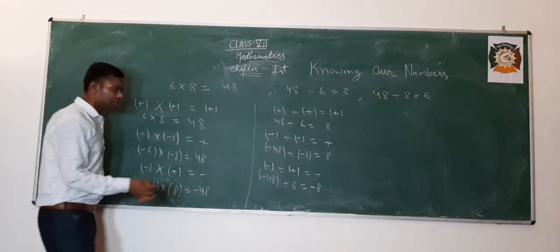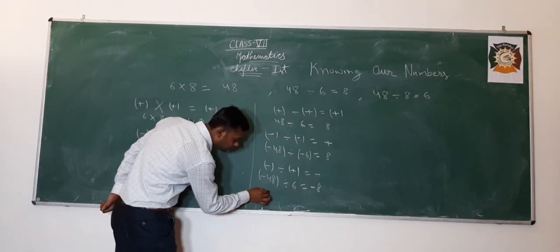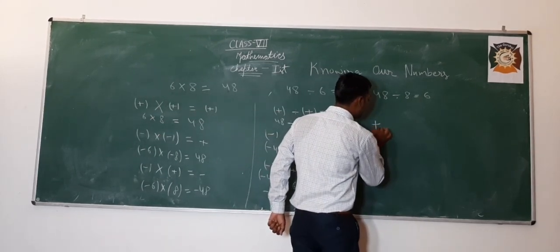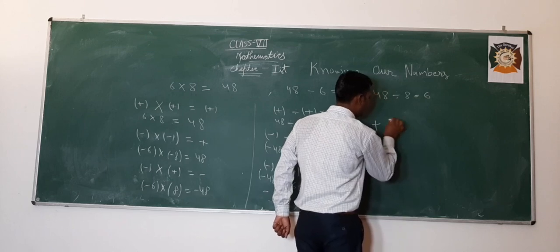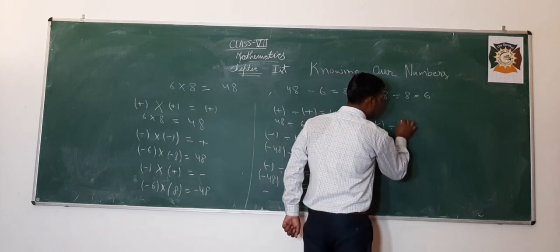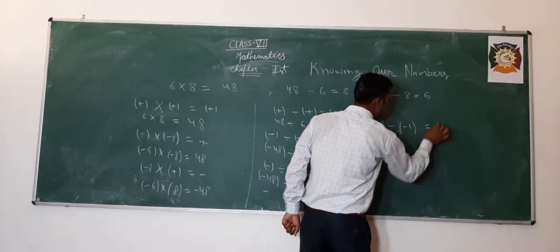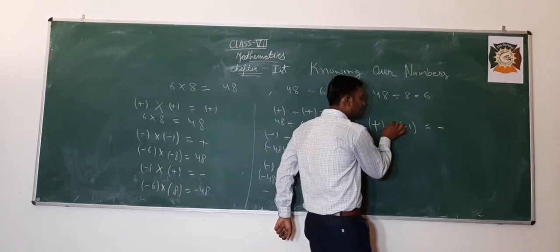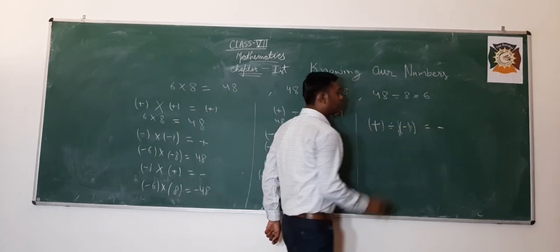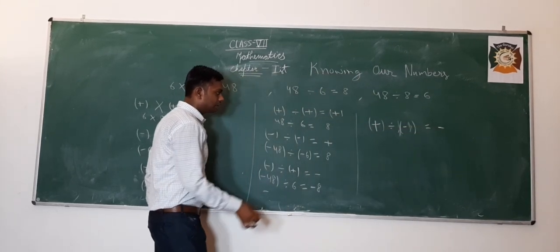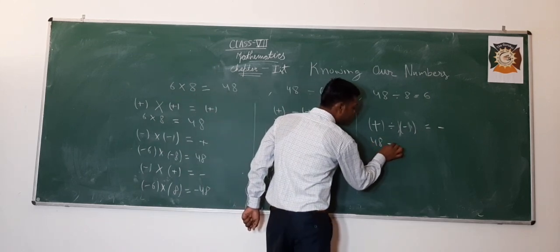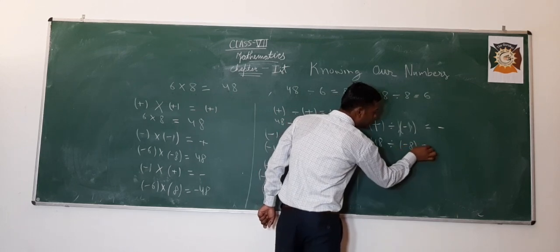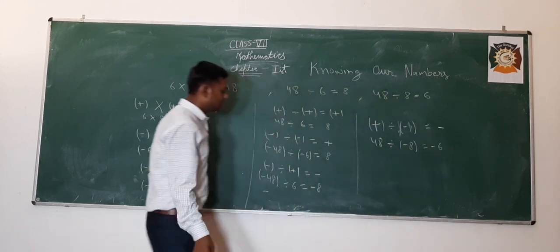And the same in the last case. A positive number divided by a negative number will be negative. Positive integer divided by negative integer is equal to negative. Let's see the example. 48 divided by minus 8 will be equal to minus 6.